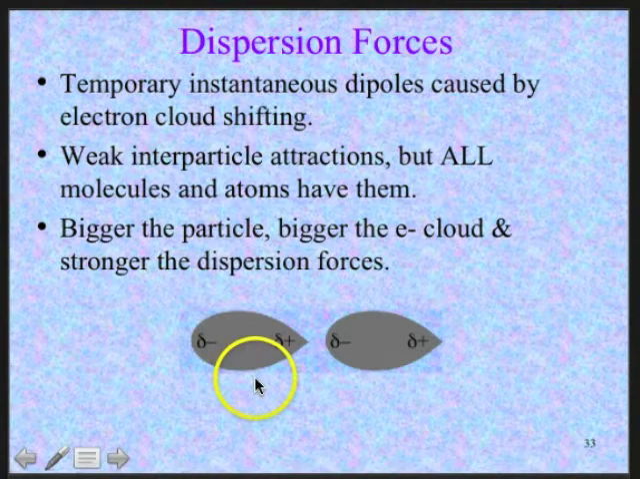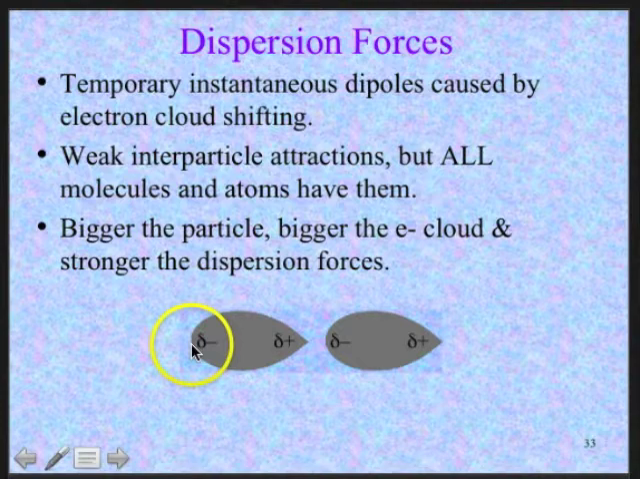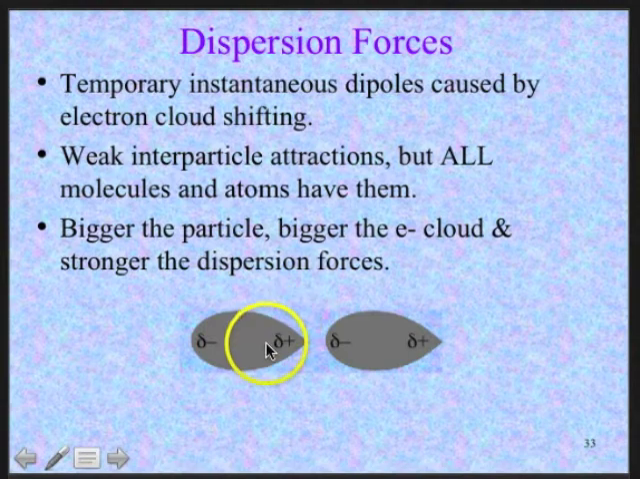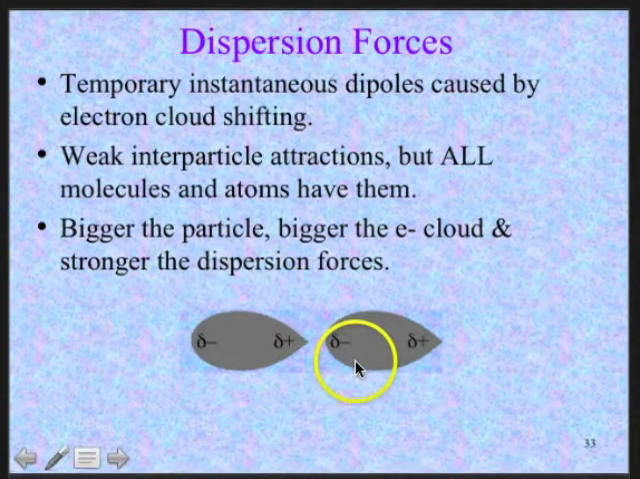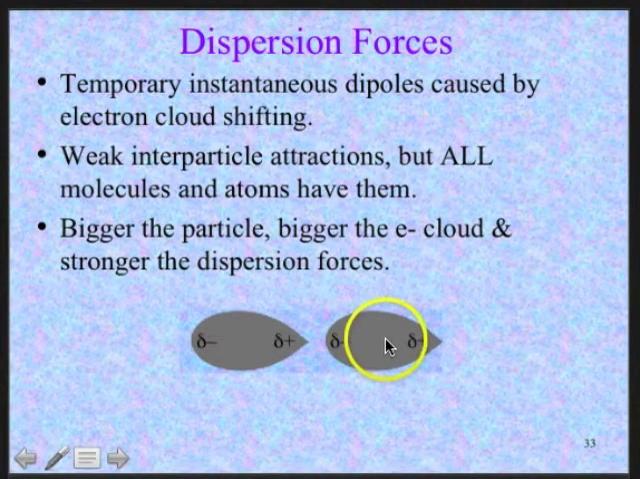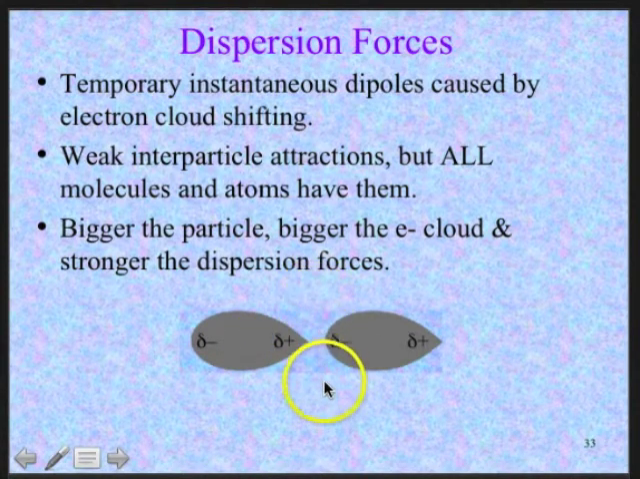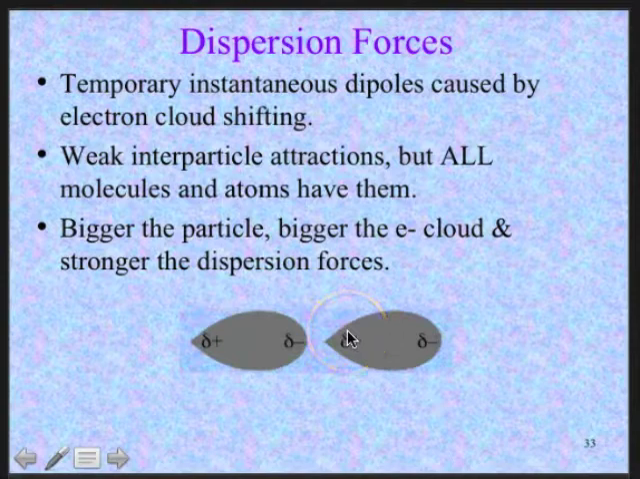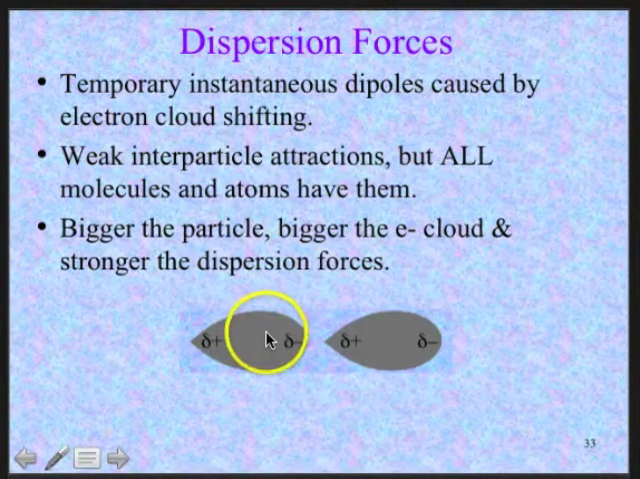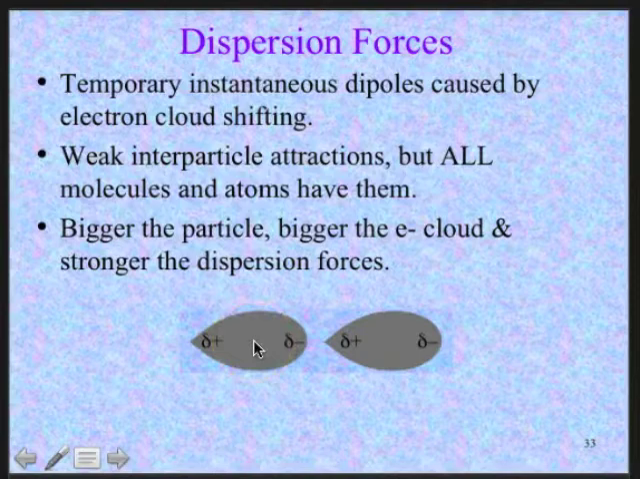So here's an example. At any given instant, a molecule might have its electron cloud shift in one direction. That makes that side of the molecule negative and the other side positive, and that will induce a dipole in an adjacent molecule because the electrons will be attracted to that positive side of the molecule. And you'll have a weak attraction between these two particles. At the next given instant, it can just as well flip back. And so the thing to note is that these are temporary attractions that are dependent on the size of the electron cloud.